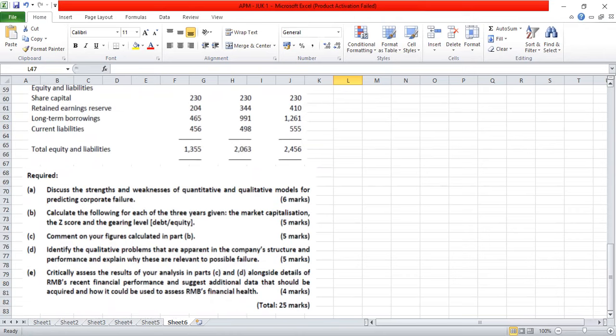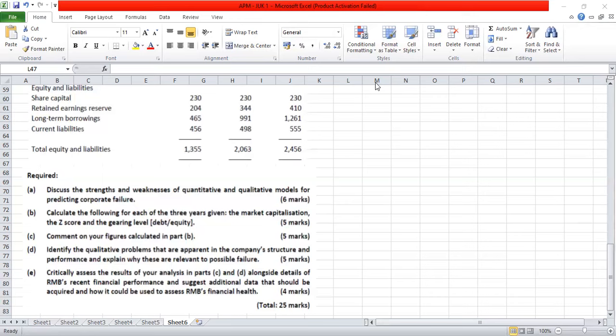First, a theoretical answer about what are the strengths and weaknesses of these two models, quantitative model, qualitative model. Then we take up the calculation. Calculation part of it is simple. You just use the financial data, present the calculation. Then the second part of it, we have to comment upon that.